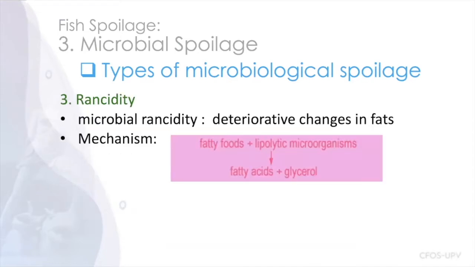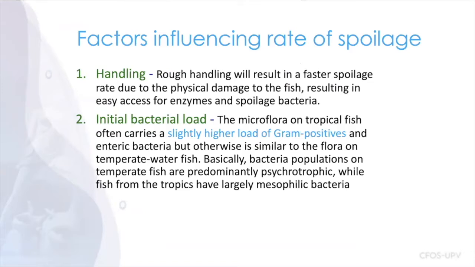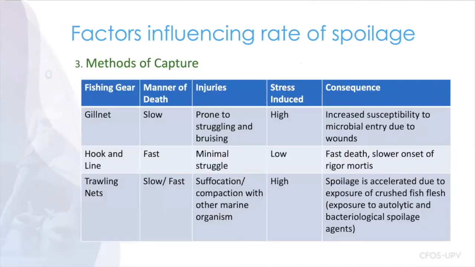We have the rancidity. Okay, and here are the factors influencing the rate of spoilage. So rough handling will of course cause damage in your fish, no? And high initial load of microorganisms in your fish would most likely cause fast degradation or quick spoilage of your fish product.